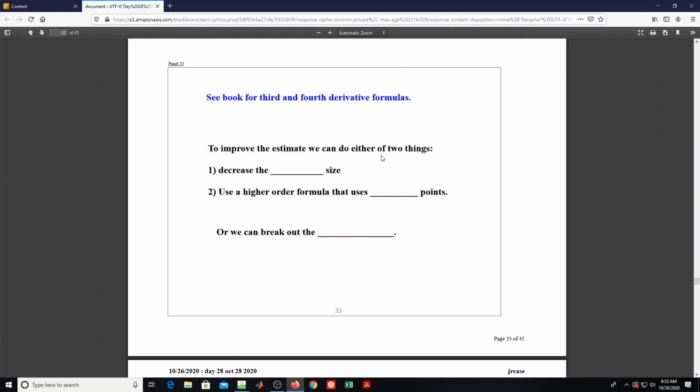Okay, so to improve the estimate, we can do either of two things. One is decrease the step size, or use the higher formula that uses better points, more points. Or we can break out the Romberg, Richardson. Break out the Richardson. So decrease the step size.